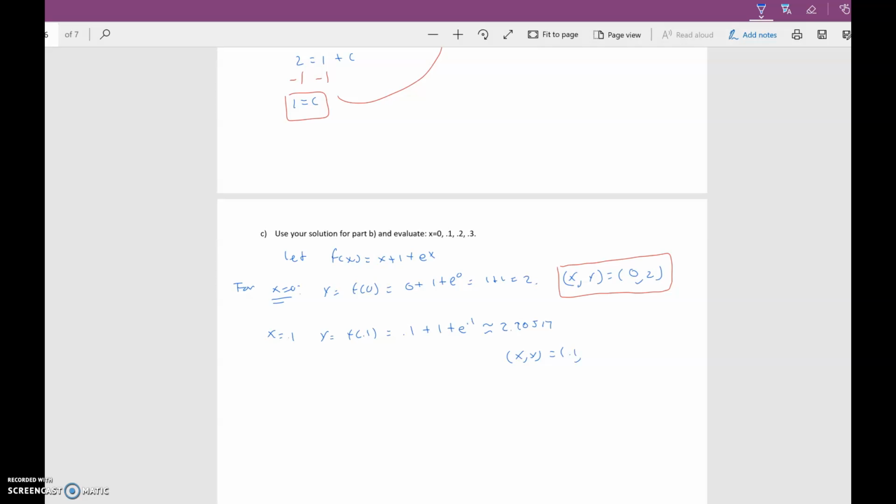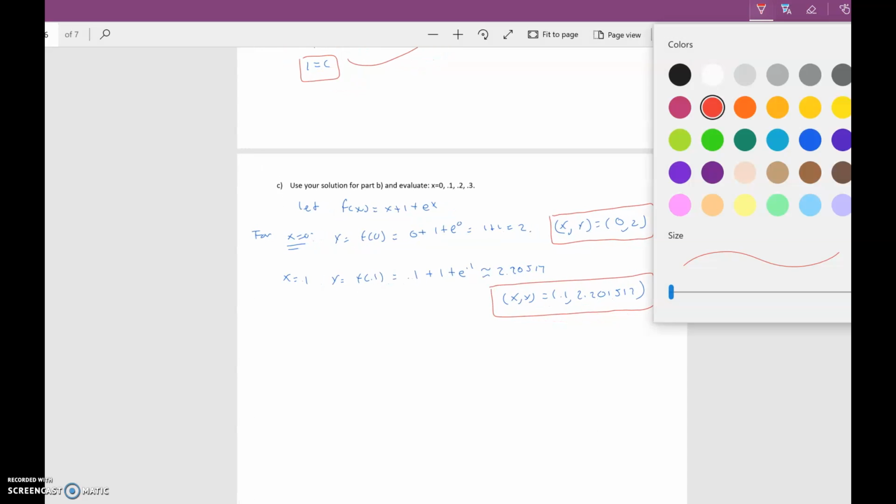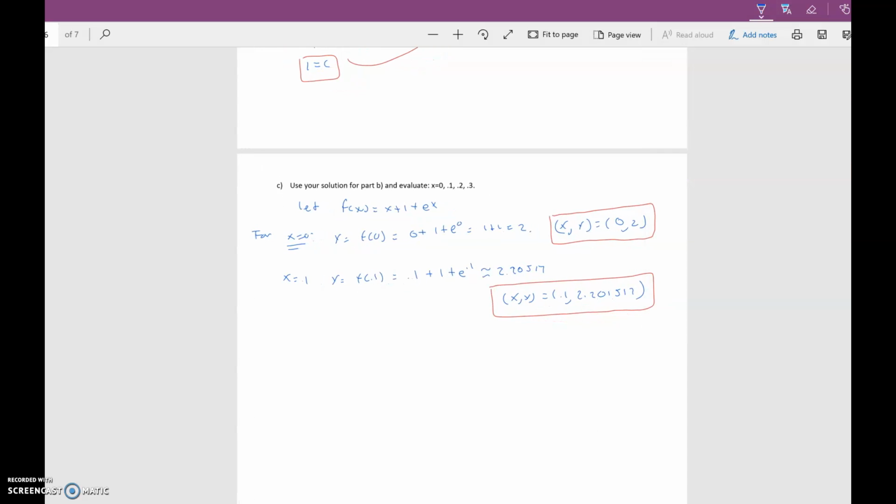we're looking at (0.1, 2.2052). I'm just writing as many decimal places so that you guys can see it. At least 4. If it doesn't say anything, anywhere between 2 to 4 will be fine.